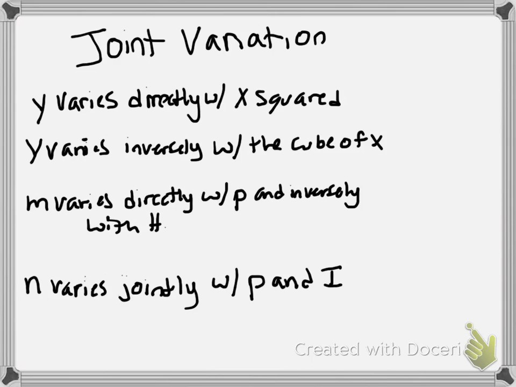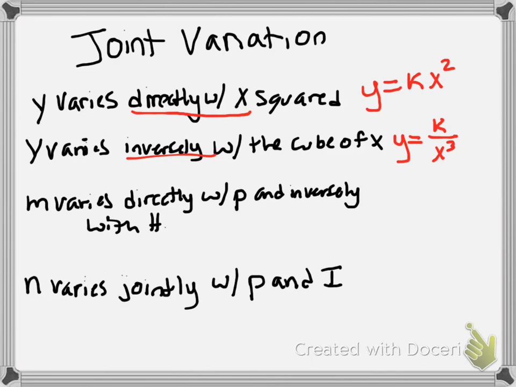Alright, so the first one says y varies directly with x squared. So this is considered a joint variation because it's not just a regular direct. There's something different about it. So this one would be y equals k times x squared. Directly pretty much just means that it's multiplied to the k value. Inversely is the one that you divide. So like the second one would be y equals k over, because inversely means it's at the bottom, x cubed. So those are, again, considered joint because they're not exactly the same as just a regular plain direct or inverse.